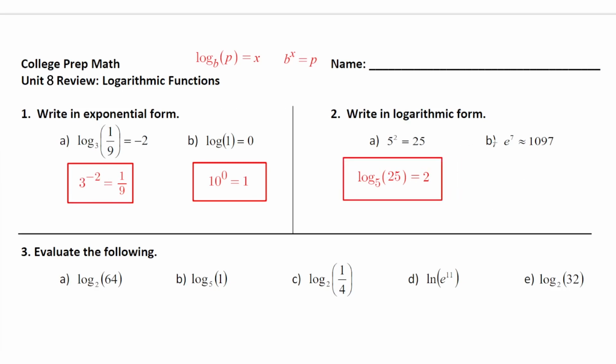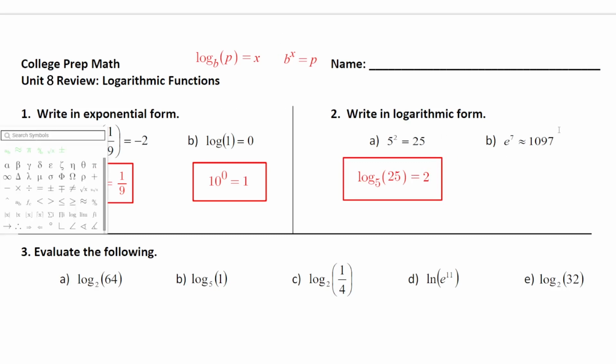Letter B, we've got Euler's number e. That's kind of why I didn't want to use e up here. e is generally used as a constant to represent Euler's number. It's about 2.7. It's an irrational number, kind of like pi. So we want to rewrite this as a logarithm. Whenever you have a base that's e, what you don't want to do is write log base e. Don't write it like this.